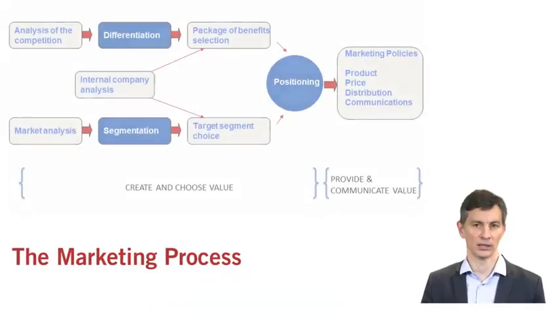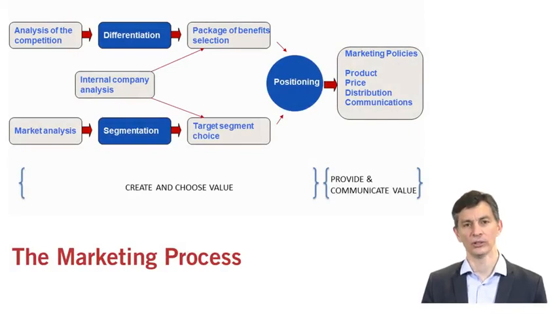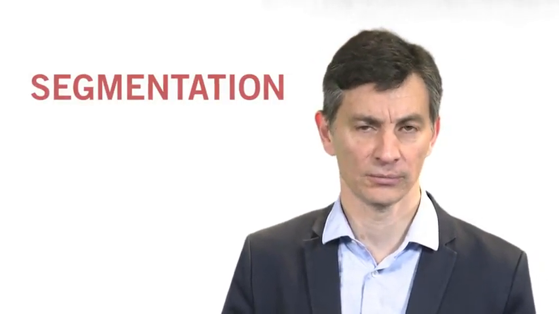The process begins with analysis. There are three kinds of analysis that one needs to conduct to do a proper marketing plan. The first of these is a market analysis. The objective of the market analysis is to be able to segment the market and to identify homogeneous segments of consumers that we will be able to target. So the end product is segmentation.